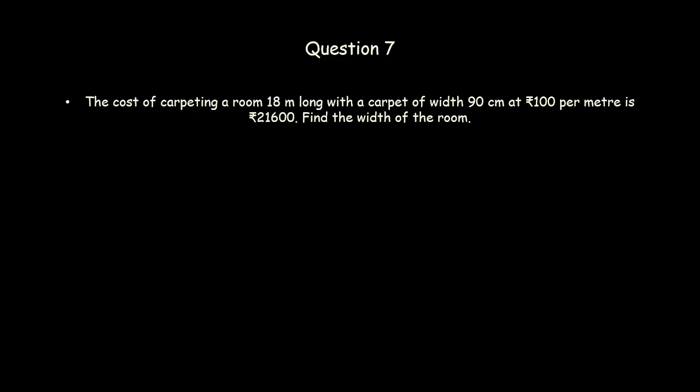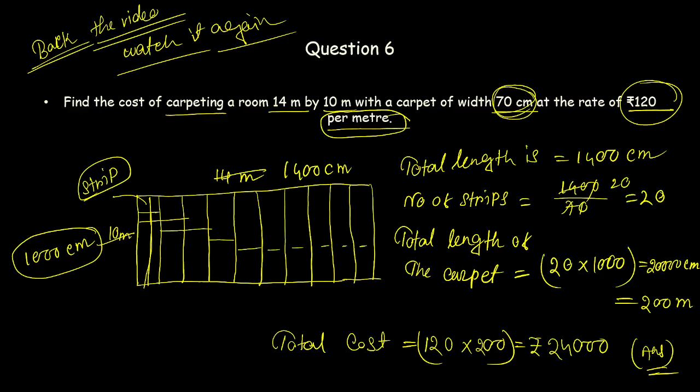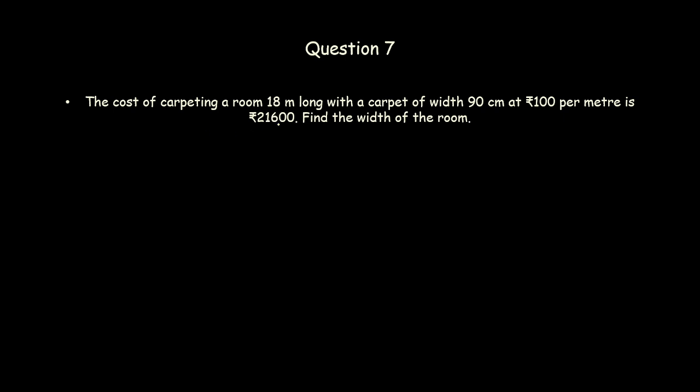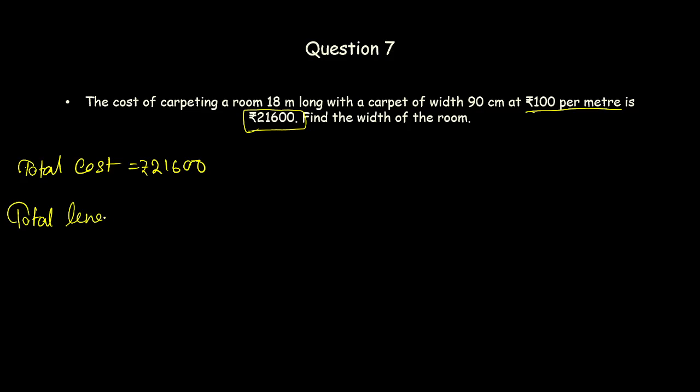Now this question is the back calculation of this one. They have already given the total cost, right? The total cost is 21600 and the per meter cost is 100 per meter. Therefore the total length is how much? 21600 divided by 100, that is 216 meter. Per meter cost is given, so the total length is 216 meter.